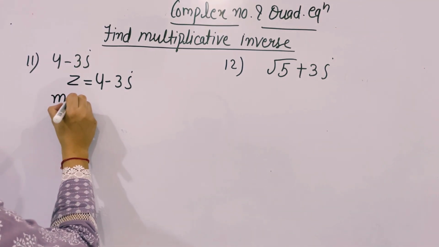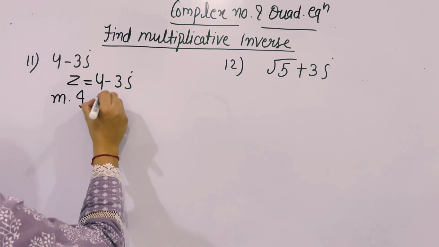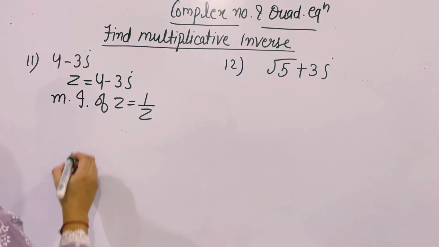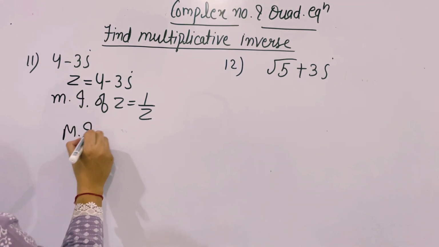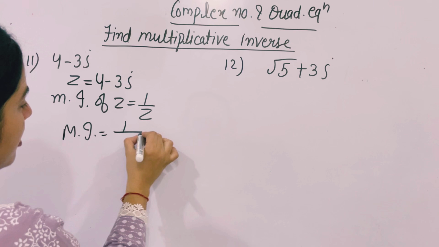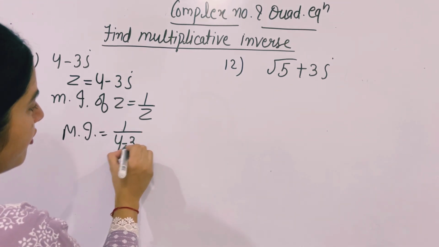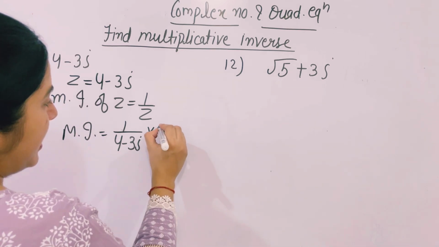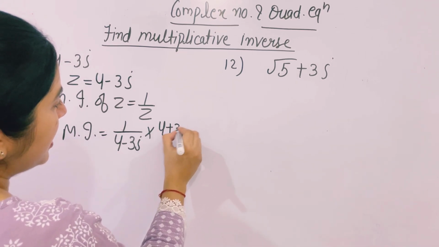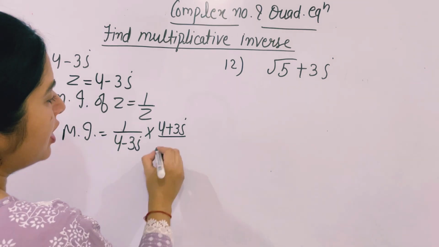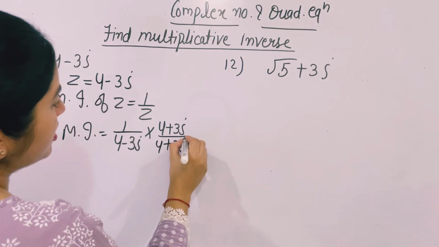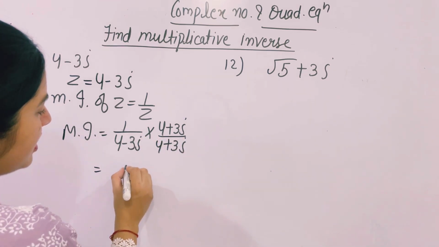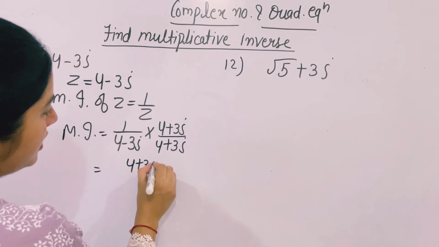We know that the multiplicative inverse of a complex number z is equal to 1 by z. So the multiplicative inverse of this number 4 minus 3 iota will be equal to 1 upon 4 minus 3 iota. Now we will multiply it with 4 plus 3 iota in numerator and also in denominator. This process is called rationalization. 4 plus 3 iota with 1 becomes 4 plus 3 iota.